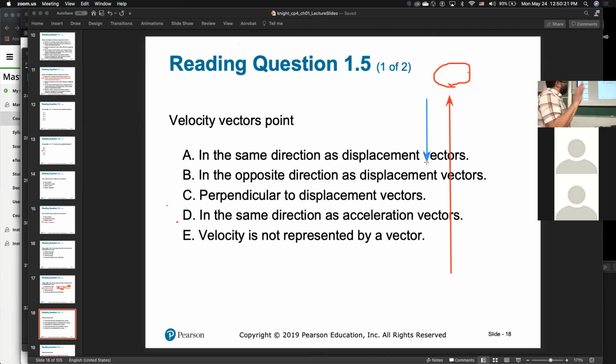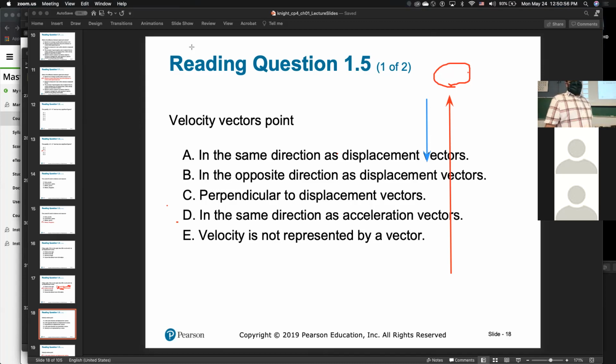So the velocity vector doesn't necessarily need to point in the direction of the displacement. It might be opposite. Okay, so velocity vectors point in the same direction as displacement vector? No. In the opposite direction? No. Perpendicular to the displacement vector? No. So, well, sometimes. In the same direction as the acceleration vector? Maybe. But velocity is not represented by a vector.